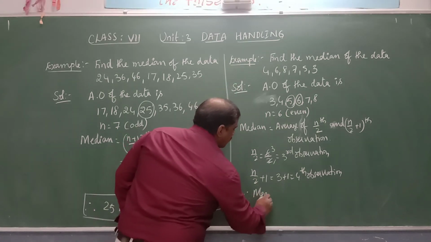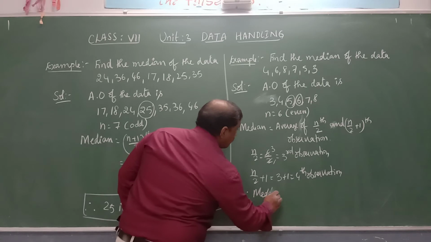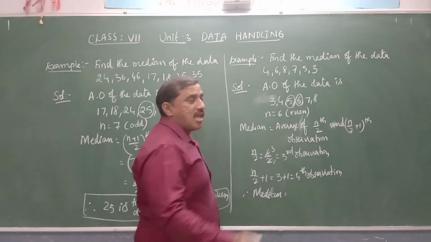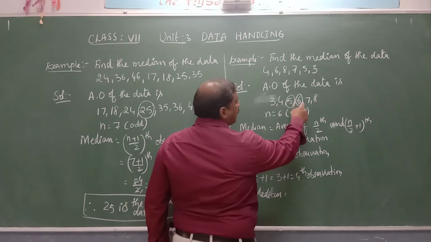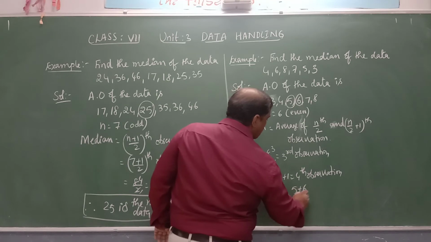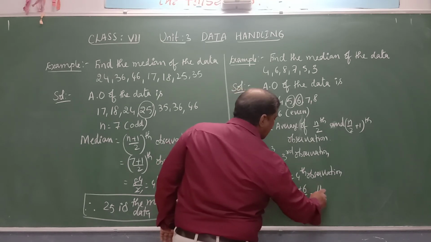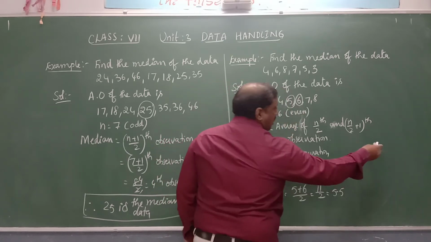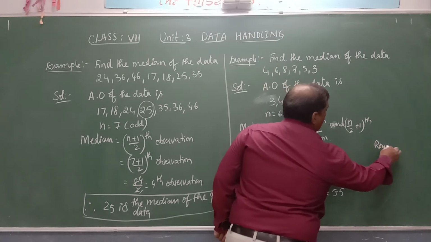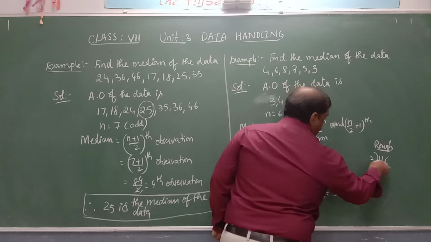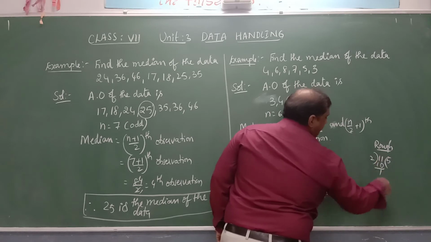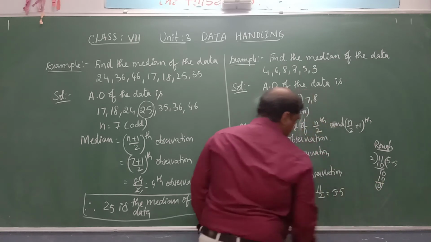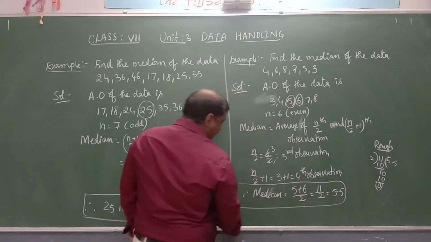Now the average of 5 and 6, that is the third and fourth observation. Therefore median is equal to the average. Average means sum of all observations divided by number of observations. Here the sum means only the third and fourth, that is (5 plus 6) by 2. 5 plus 6 is 11, 11 by 2. Rough work: divide 11 by 2. 2 fives are 10, remainder 1, put the decimal point, you get 5.5. Median of this data is 5.5.